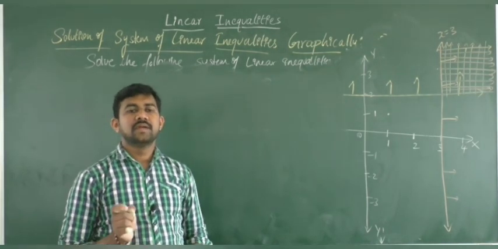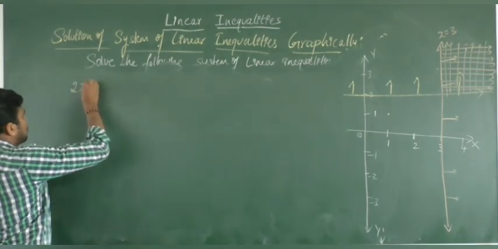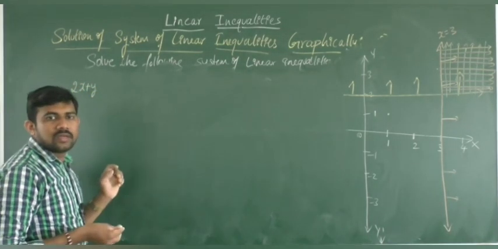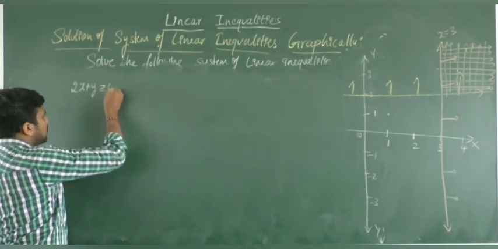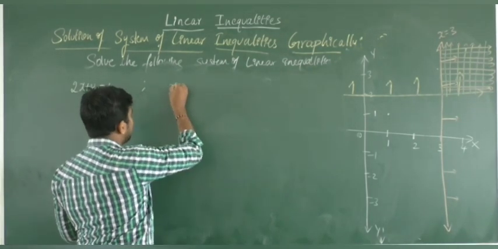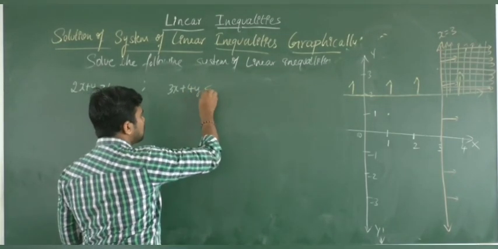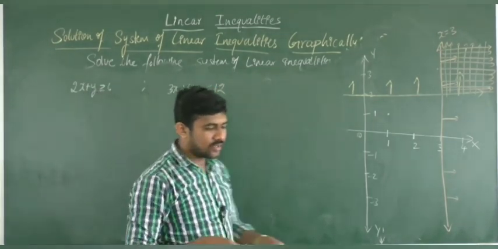Okay, see, 2x plus y greater than or equal to 6, 3x plus 4y less than or equal to 12.